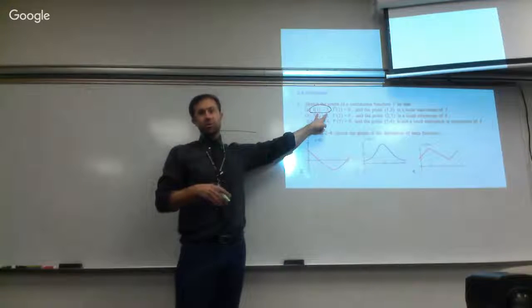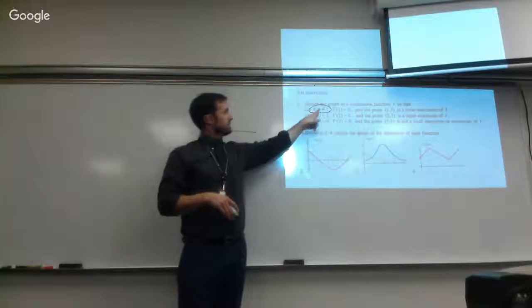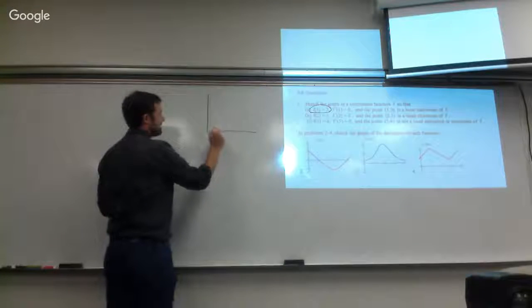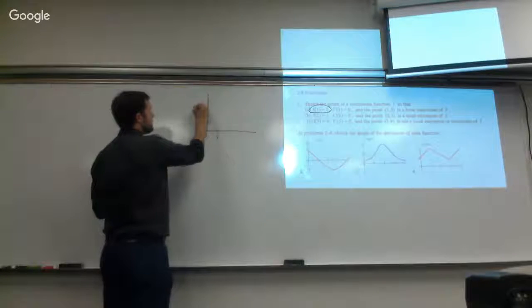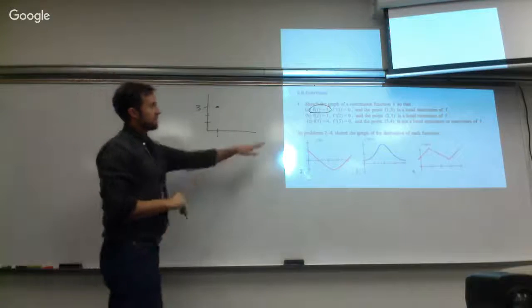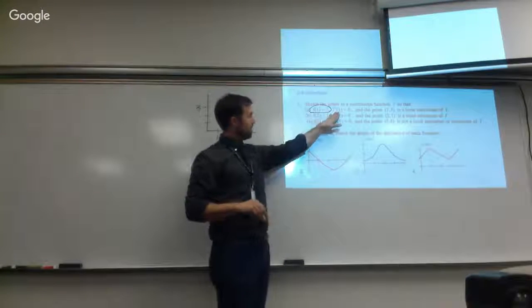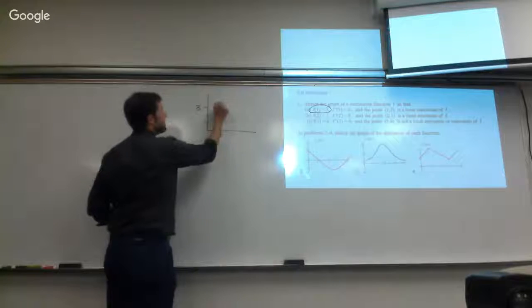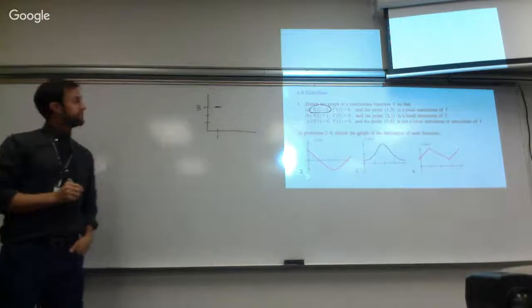It's just the coordinate 1, 3. So the input is 1, the output is 3. So I have a coordinate right there at 1, 3. And they're telling me that the first derivative, that is the slope, at 1 is 0. So now I know that it's actually flat right there.